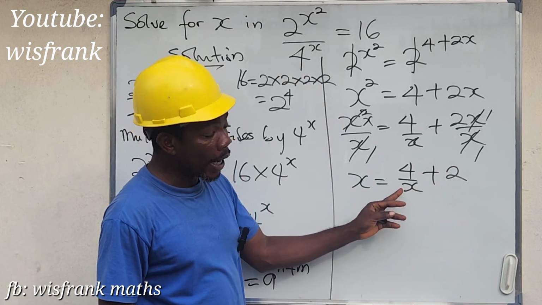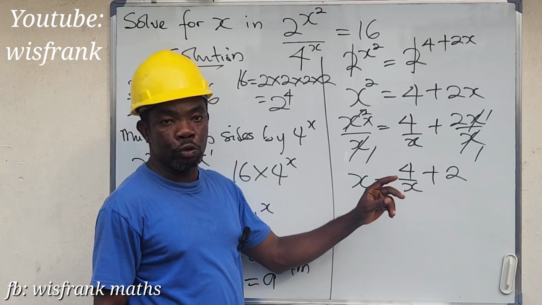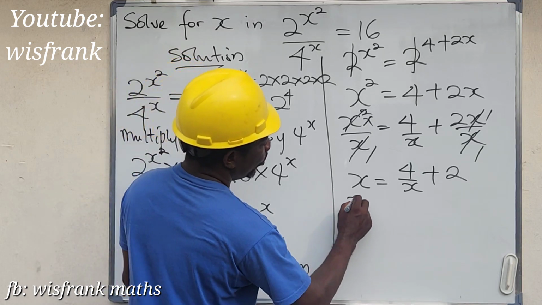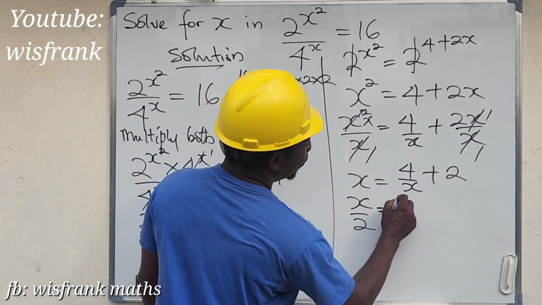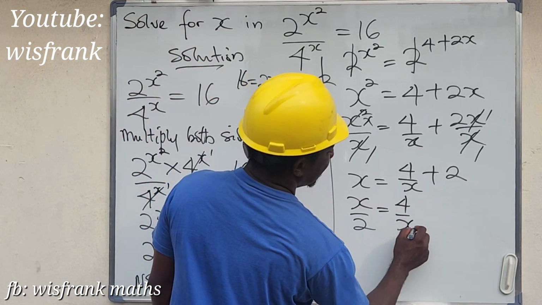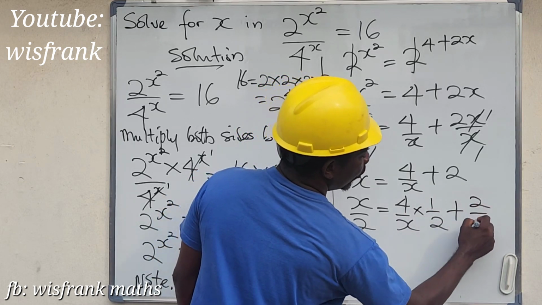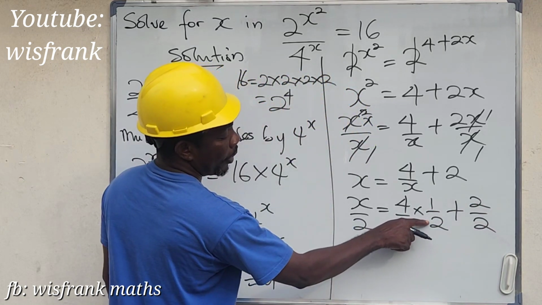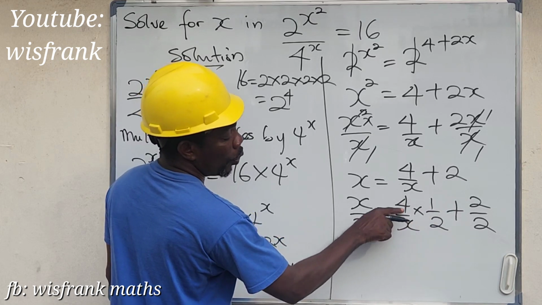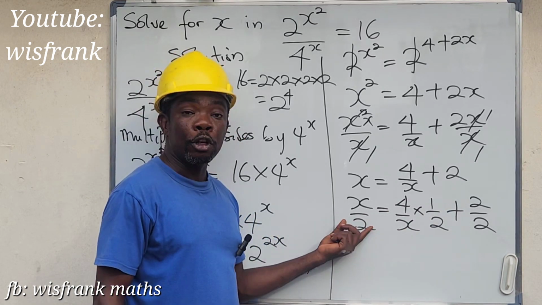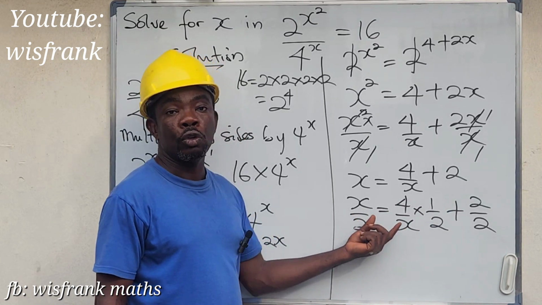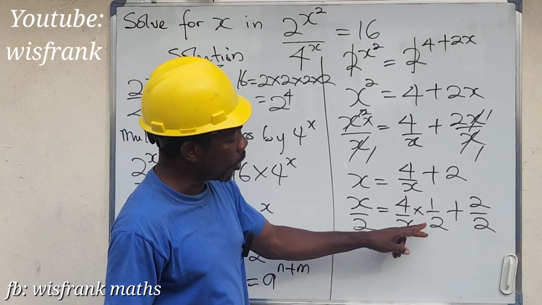Again, we can also divide all through by 2. So what we have now will be x all over 2 equals 4 all over x times 1 all over 2 plus 2 all over 2. Why do we have 1 over 2 here? Because dividing is the same thing as multiplying 1 all over 2 to all of them. So that is why we have 1 all over 2.